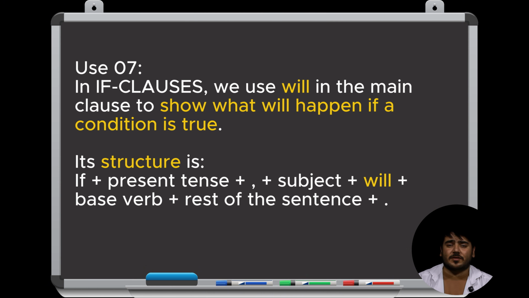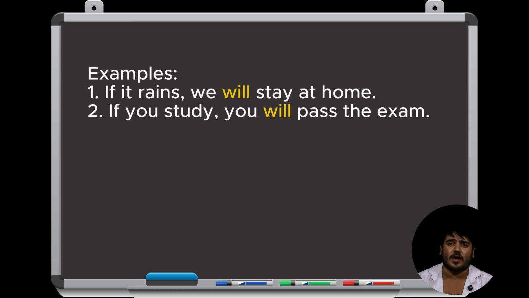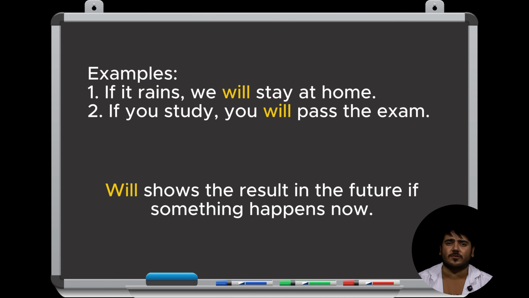Use number 7. In if clauses, we use will in the main clause to show what will happen if a condition is true. Its structure is if plus present tense, and then we use will in the next clause. Like, if it rains, we'll stay at home. If you study, you'll pass the exam. Will shows the result in the future if something happens now.